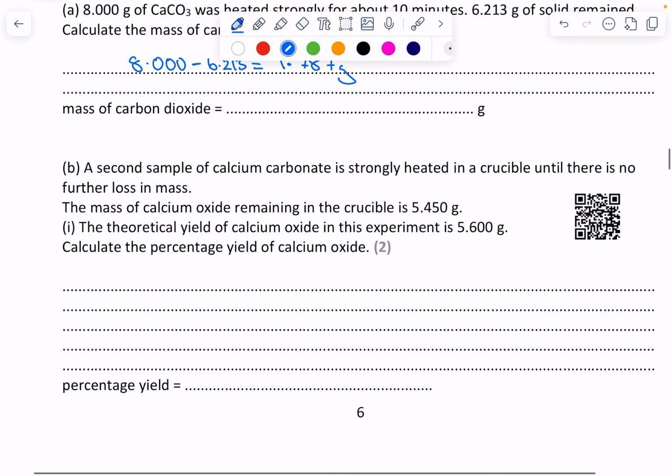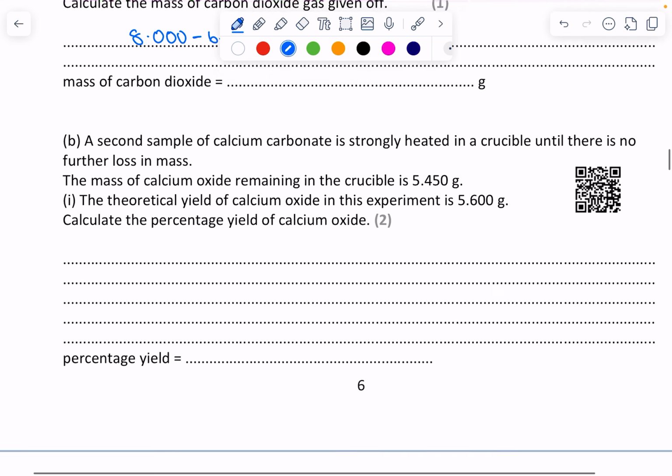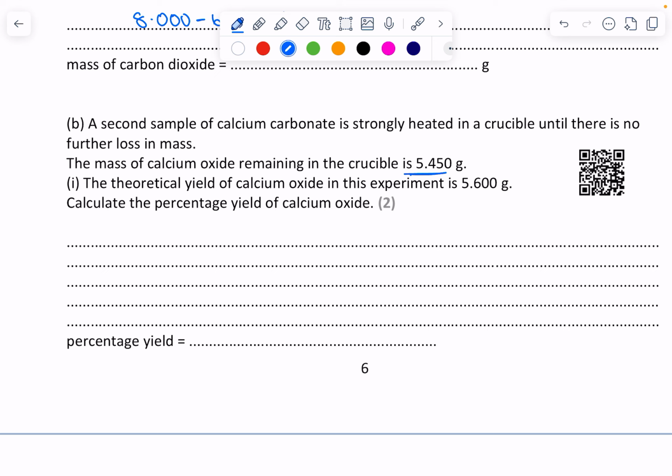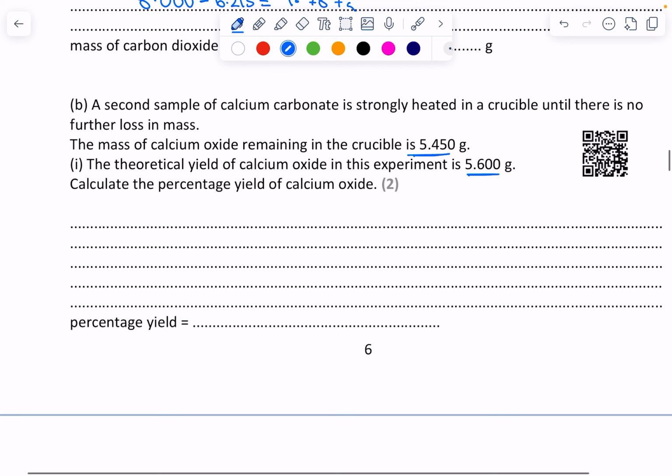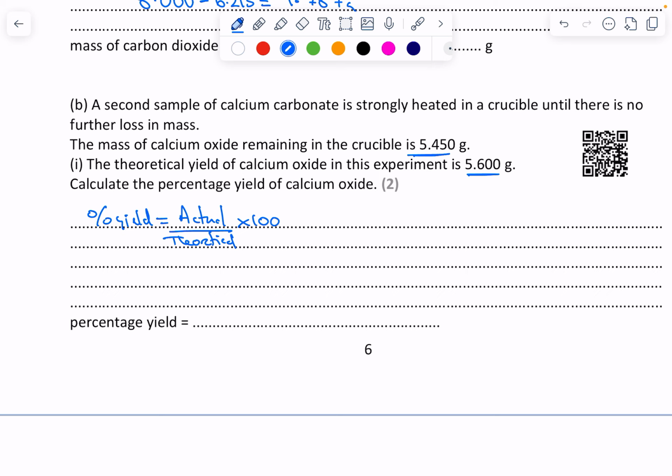The next one says we've got a second sample of this calcium carbonate. The calcium oxide remained is this value, and then the theoretical yield is this. So calculate percentage yield. So percentage yield as an equation is the actual mass produced divided by the theoretical mass produced, and then we times the whole thing by 100.